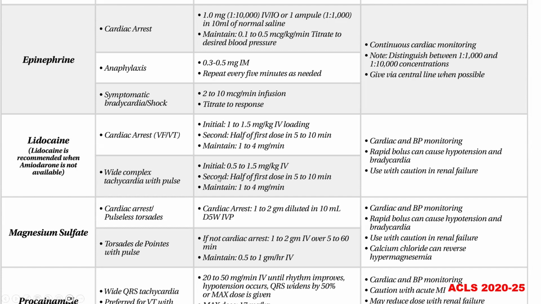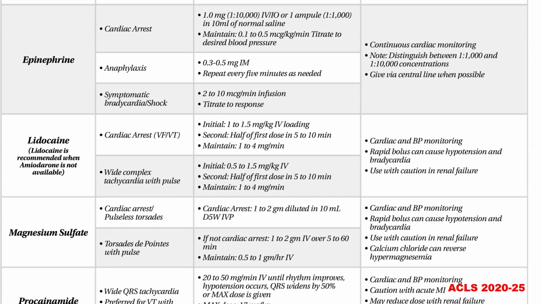Lidocaine is used less often nowadays because of amiodarone, but still you should know it. Indications: cardiac arrest, VFib or ventricular tachycardia, wide complex tachycardia with pulse. The dose is 1 to 1.5 milligram loading. Then a second loading can be done at half the first dose, and maintain 1 to 4 milligram per minute.